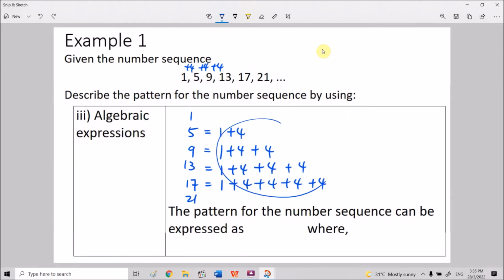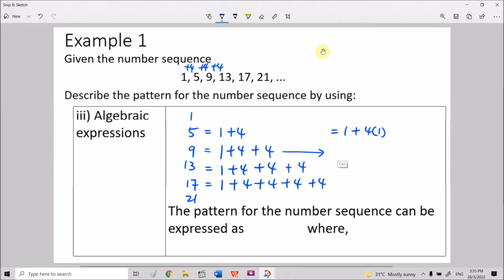Now we can write all of this in another form. I'll give you an example here. For this one, this equals 1 plus 4. And since there is only one 4, we can write this as 4 times 1, because 4 times 1 is 4.